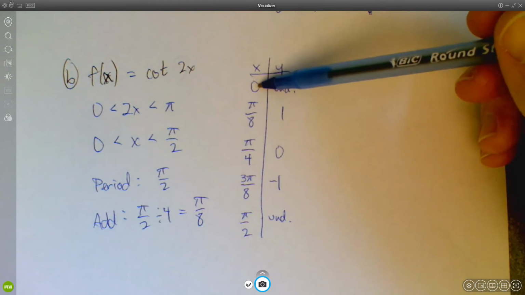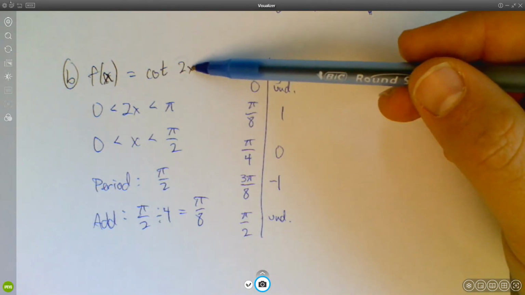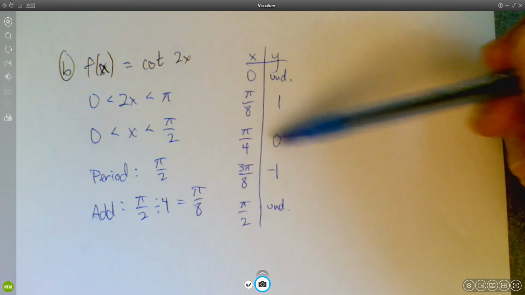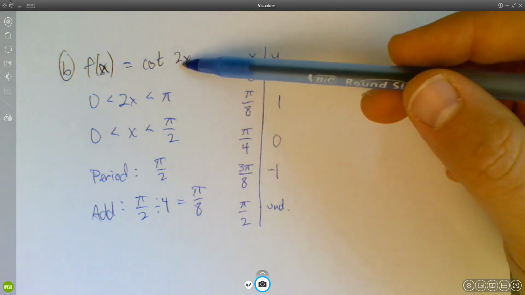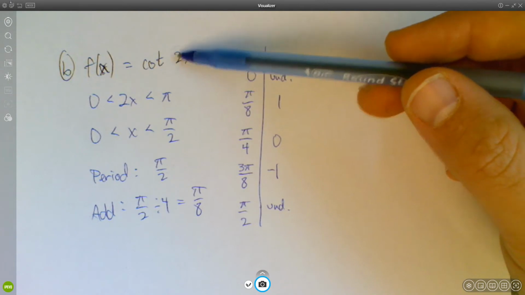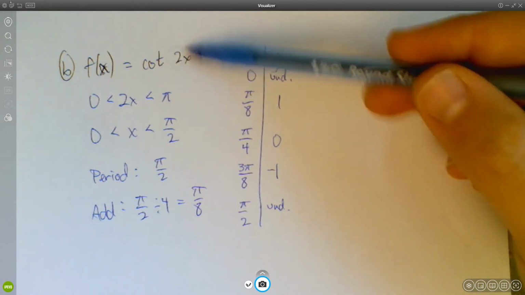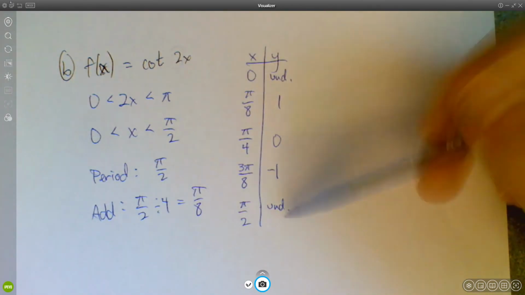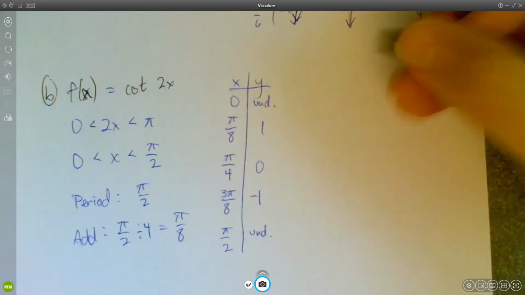If you just plug in the values, like if I plug in pi over 8 times 2 is pi over 4. Cotangent of pi over 4 is 1. If I plug in 3 pi over 8, 2 times 3 pi over 8 is 3 pi over 4. Cotangent of 3 pi over 4 is negative 1. Right? If I plug in pi over 4, I get 2 times pi over 4 is pi over 2. Cotangent pi over 2 is 0. Right? And undefined on the endpoints. Okay, so that's that. Now let's graph it.